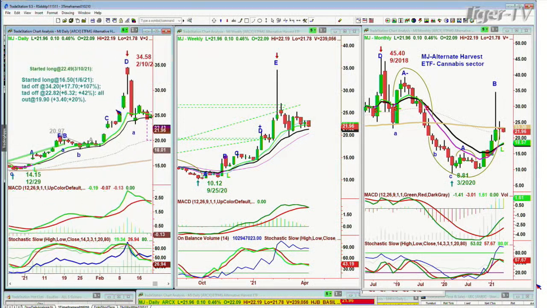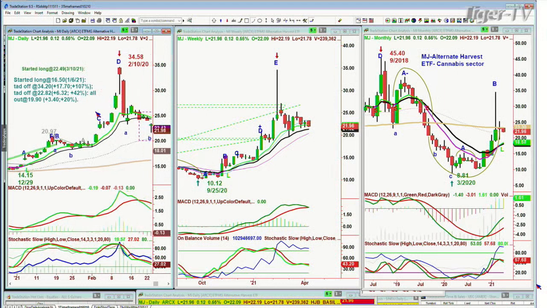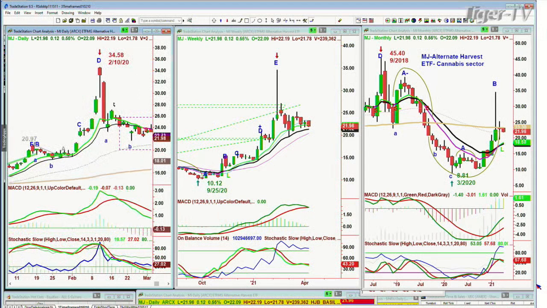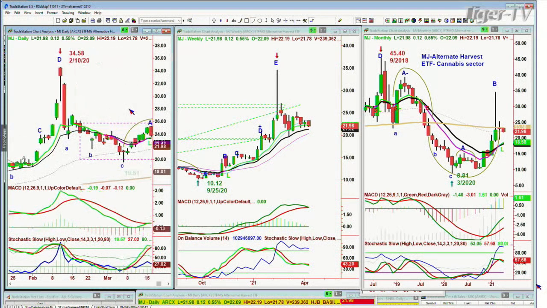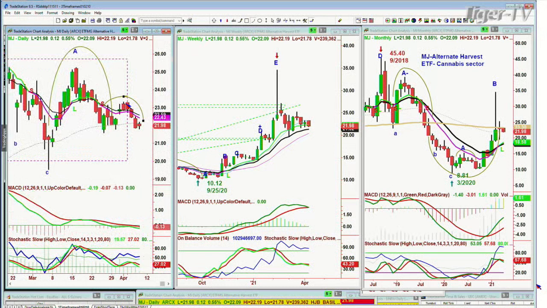We're long from 16.50 and took profits all the way up. It went all the way to 34.58, a nice double there. And then it pulled back, and it took us out of our remaining core position for a 20% gain at about 19.90. We're back in at about 22.49, so we're just down a little bit. But I like this, especially since we've had huge gains in this, we can afford to hold it with a wider stop.